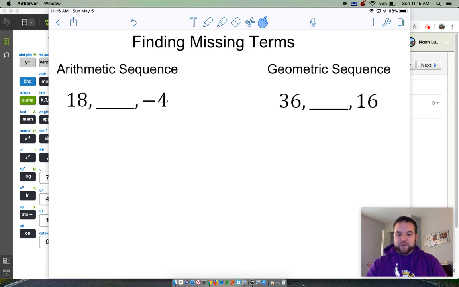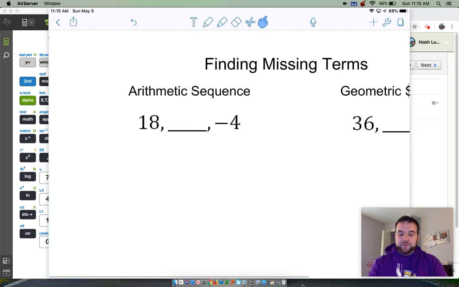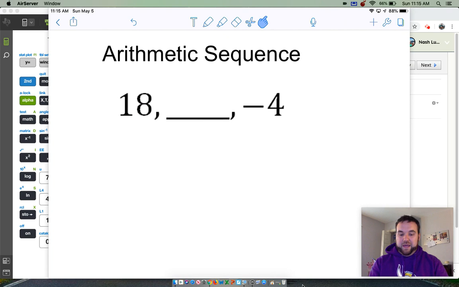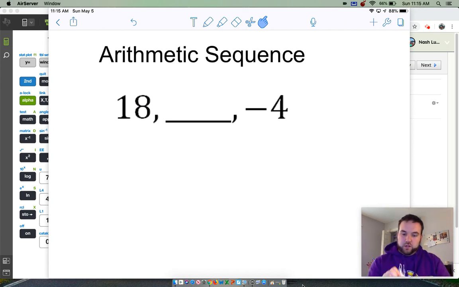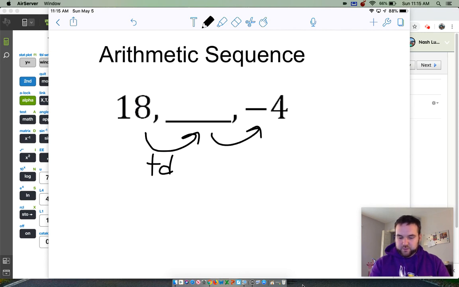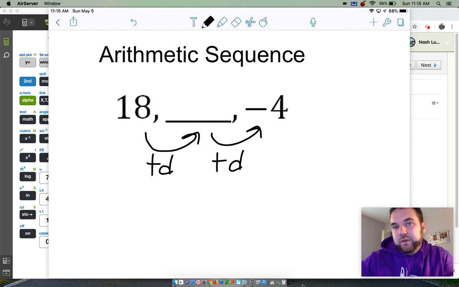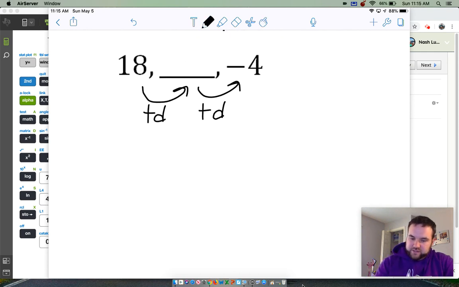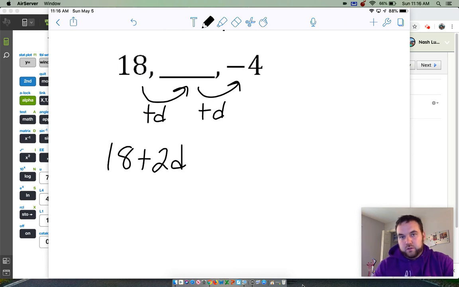So let's just recap how to find missing terms real quick. If you know it's arithmetic, so you know the pattern is adding or subtracting, there's two ways to do it. I'm going to show you both real quick. 18 plus some common difference plus some common difference. So I don't know the middle number, but I know that when I add the common difference twice, I will end up at -4. So one way you could do this is 18 plus 2D, because I'm adding the common difference twice, equals -4.